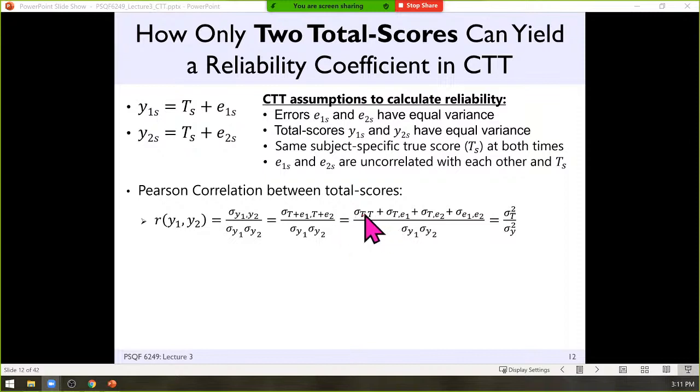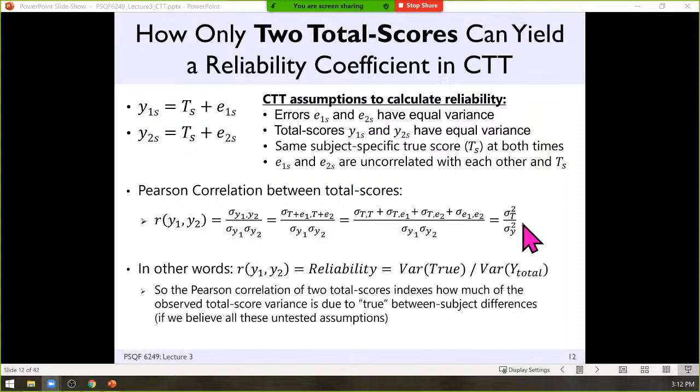If you FOIL that combination, you get this. So we have the covariance of the true scores, we have the covariance of a true score with the first error, that's supposed to be 0. The same true score with the other error, that's supposed to be 0. And amongst the two errors, that's supposed to be 0. So you're left with just the covariance between the two true scores, which is its variance, which is this thing over here. So if you believe all of these untested assumptions, you can take the correlation between two total scores and call that the proportion of true score variance. Ta-da!